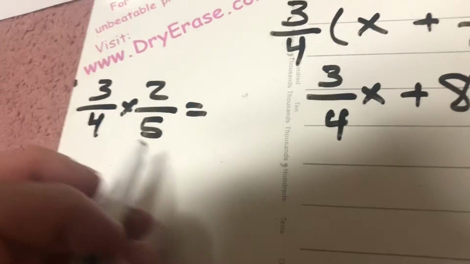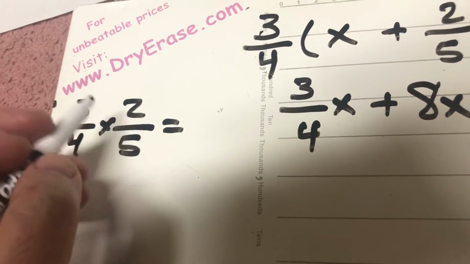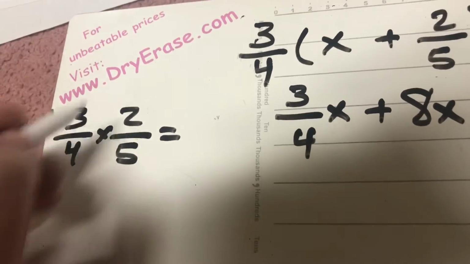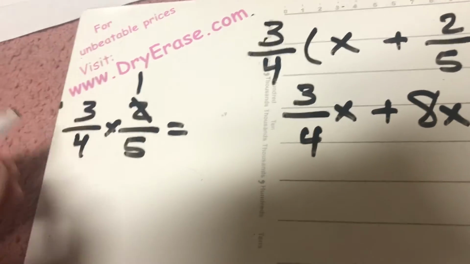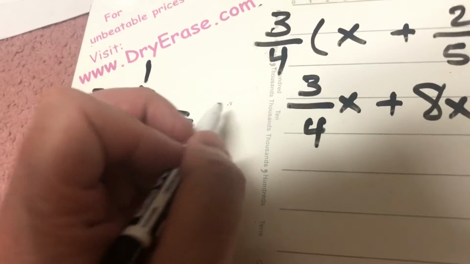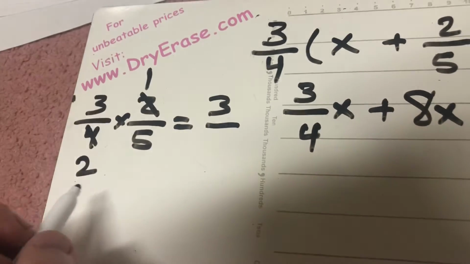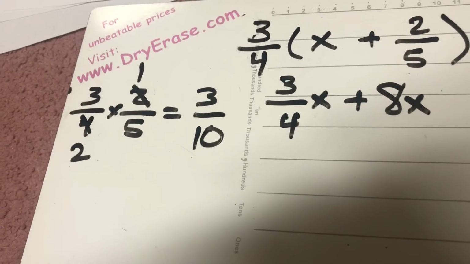I see that I can cross-cancel, not with the 3 and the 5. Nothing can go into 3 and 5 except 1. But I can cross-cancel a 2 and a 4 by dividing by 2. 2 divided by 2 is 1. 4 divided by 2 is 2. 3 times 1 is 3. 2 times 5 is 10. I end up with 3/10.